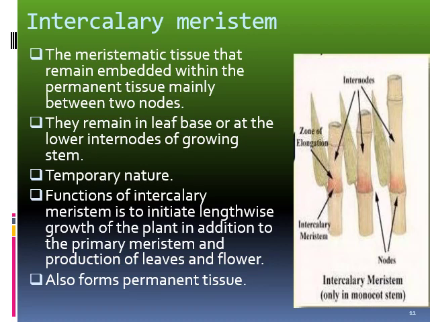Intercalary meristem also increase the length of the plant body. They are short-lived tissues, either disappearing soon or converting themselves into permanent tissues. One of the important and major functions of intercalary meristem is that they play a role in the production of leaves and flower.